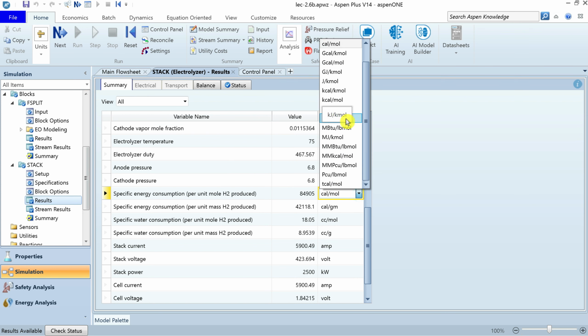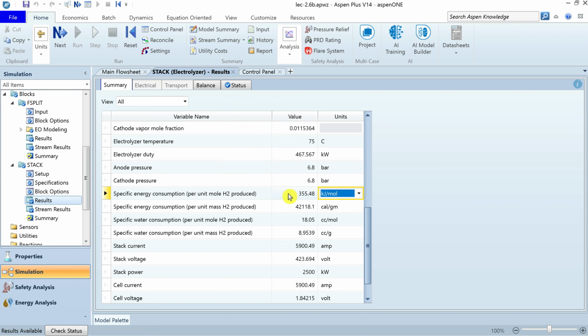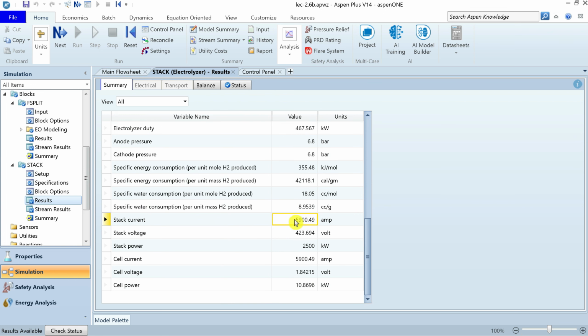So the specific energy of hydrogen production is 355 kilojoules per mole of hydrogen produced. That indicates the level of electrical energy required to produce the hydrogen. Similarly, the water consumption per unit mole and per unit mass for hydrogen production is also given. Besides, total power requirements, stack current, stack voltage and stack power are also provided. For 8 stacks, there was 20 megawatt power consumption. So per stack, there is 2.5 megawatt power consumption.